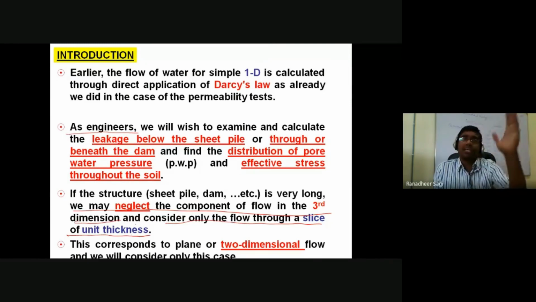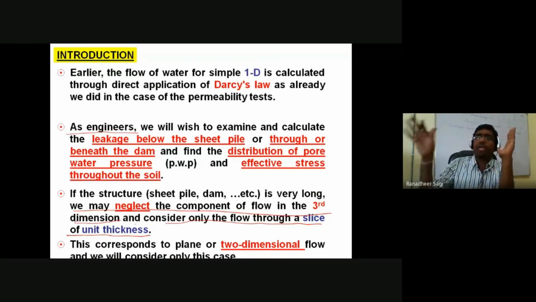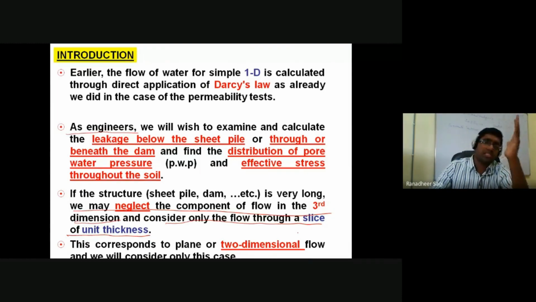So are we neglecting the third direction? Not exactly. Rather than looking at the complete length of the dam or the sheet pile, for every 1 meter length of that sheet pile, we calculate how much flow is happening from the bottom of the sheet pile, or through the cross section of the earthen embankment, or from the bottom of the concrete dam. Whatever the problem is, we deal with it accordingly. So this corresponds to a particular plane in which the flow is analyzed, which we also consider a two-dimensional flow condition.